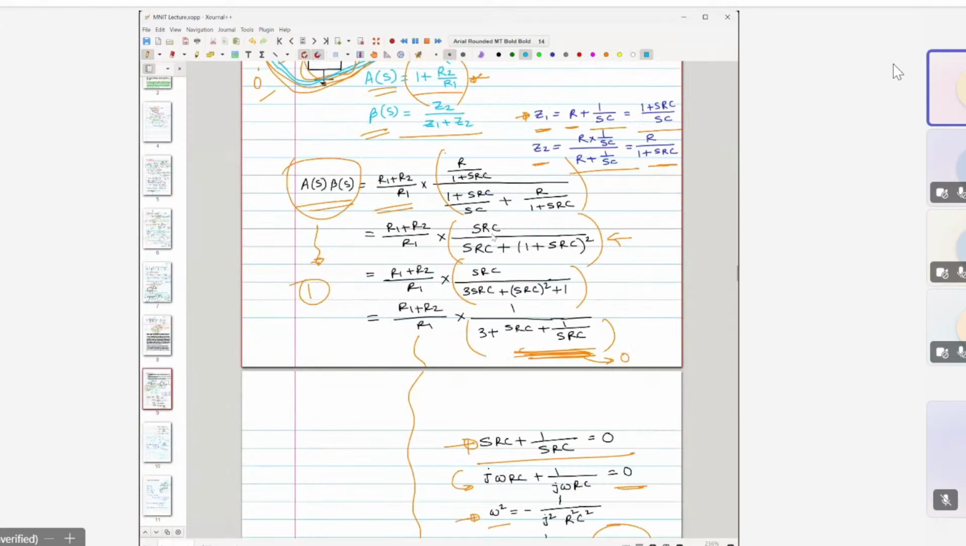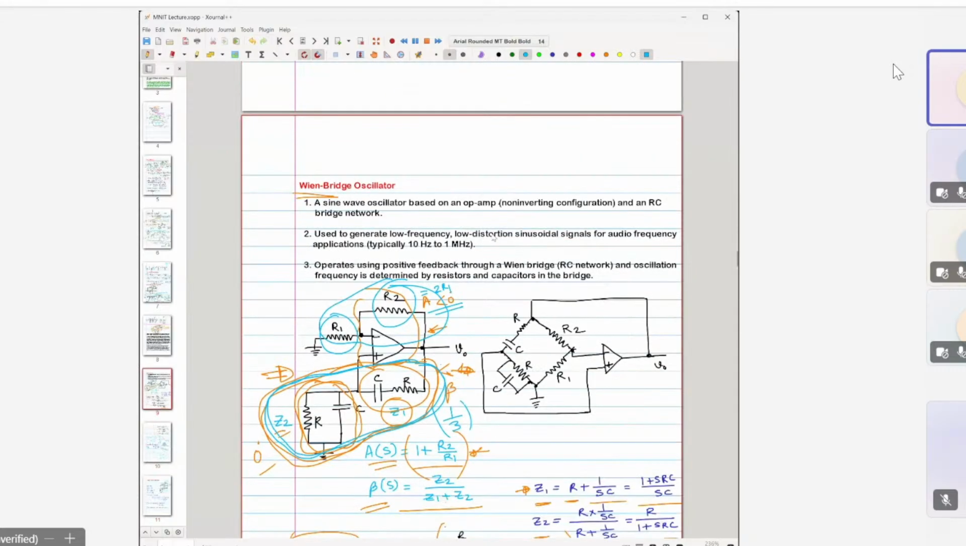But it has to be remembered that this Wien bridge oscillator is typically used for kilohertz ranges, not beyond that. So don't think that you can make something in gigahertz using these oscillators. That is not possible.